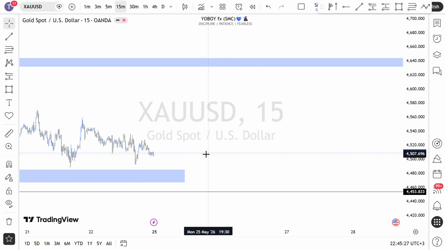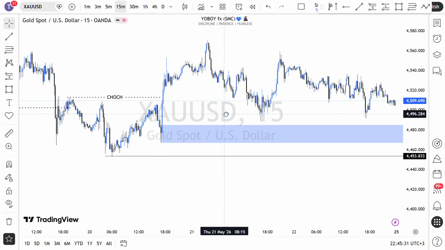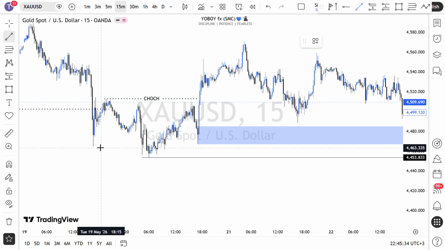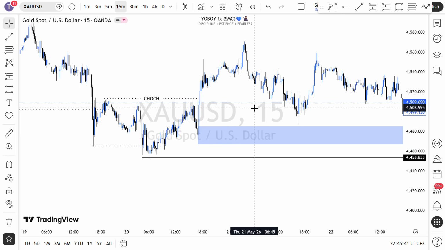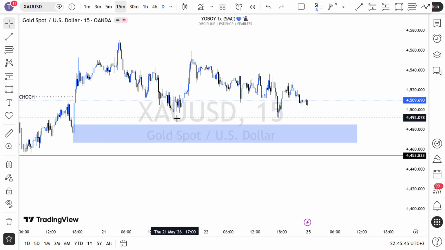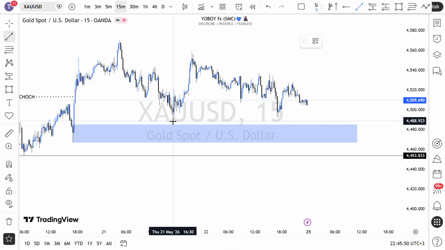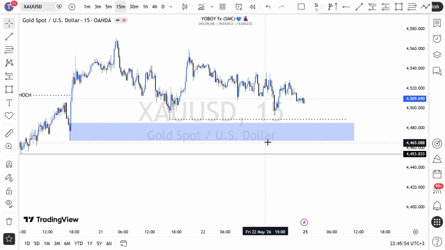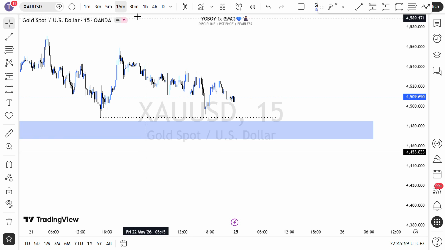You can see that. So we also had this break here to the downside. And then we have this point of interest, which is unmitigated. And then we have this liquidity here. So we have this low down here. So if I want to take my buys from this point of interest, I want to have a confirmation first before I take any trade entry.